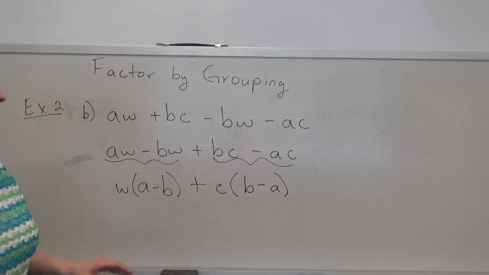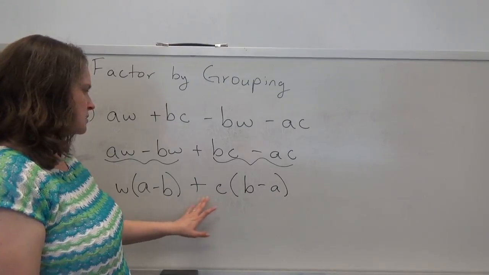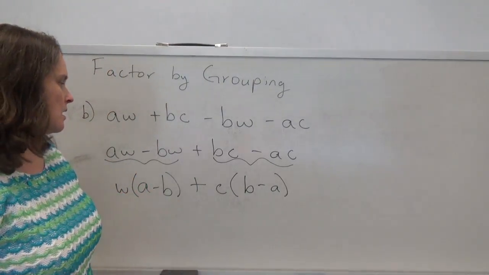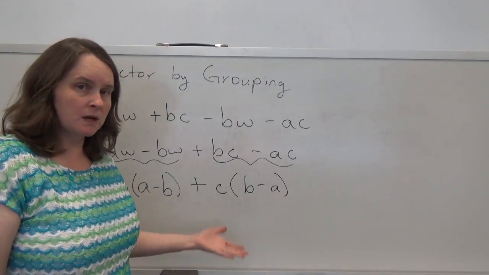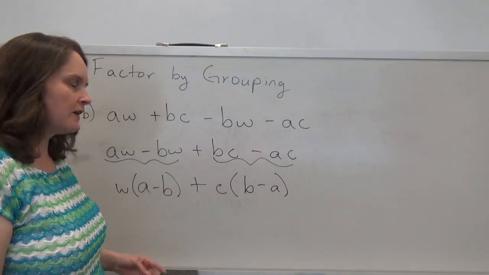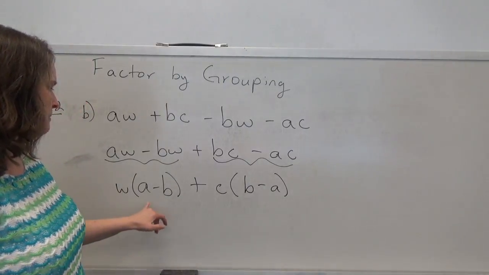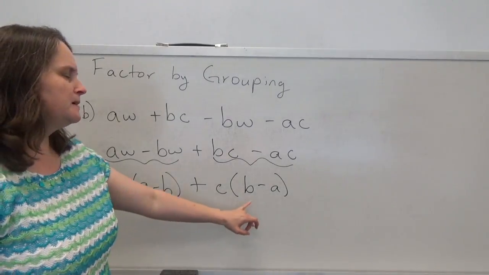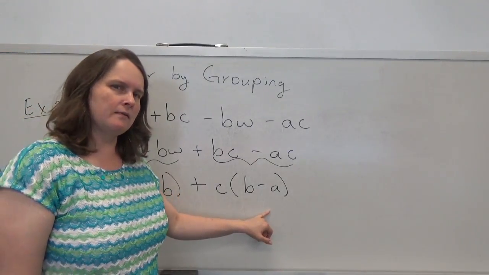Okay, so we're needing these factors to be identical, but unfortunately they're not this time. However, they can be made to become identical. All we need to do is factor negative 1 out of one of these factors. A minus B is nice. It's in alphabetical order. Let's leave it like it is. B minus A, let's factor negative 1 out there.